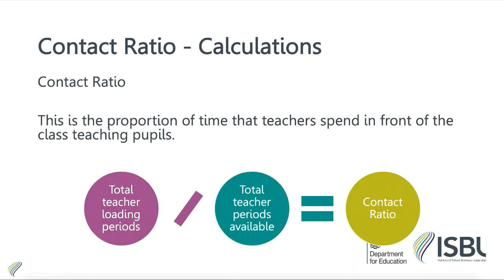So the calculation that we undertake is the total teacher loading periods, which is each teacher's timetable, divided by the total teacher periods available, which is actually our timetable cycle times by our full-time equivalent. And the contact ratio is usually expressed as a decimal, for example 0.72.